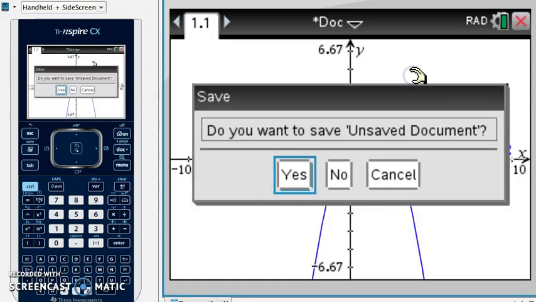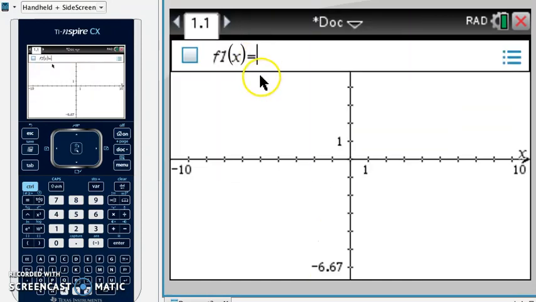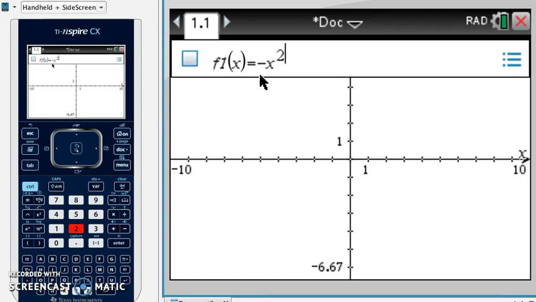So I'm going to go to a new document and I'm going to add a graph. And I'm going to type in a new equation. This will be similar to the one that you were given, but it's just a different equation. So let's try negative x squared plus 2x plus 2. So go ahead and type that in your calculator. Negative x squared plus 2x plus 2.